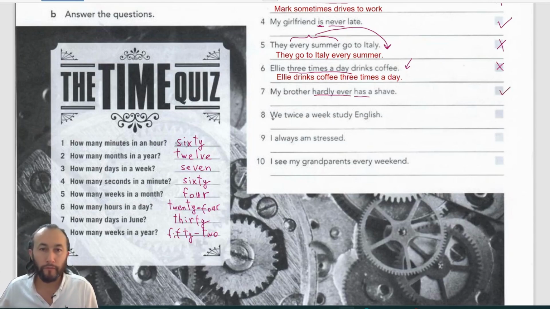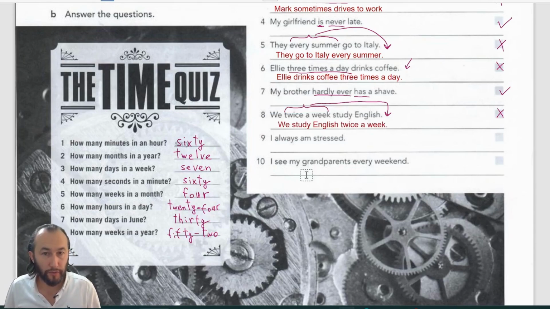Number 8, we twice a week study English. Again, twice a week is an expression of frequency. And as I said, the right place for it is at the end of the sentence. So that's wrong. We're going to cross it and write the correct form. We study English twice a week.